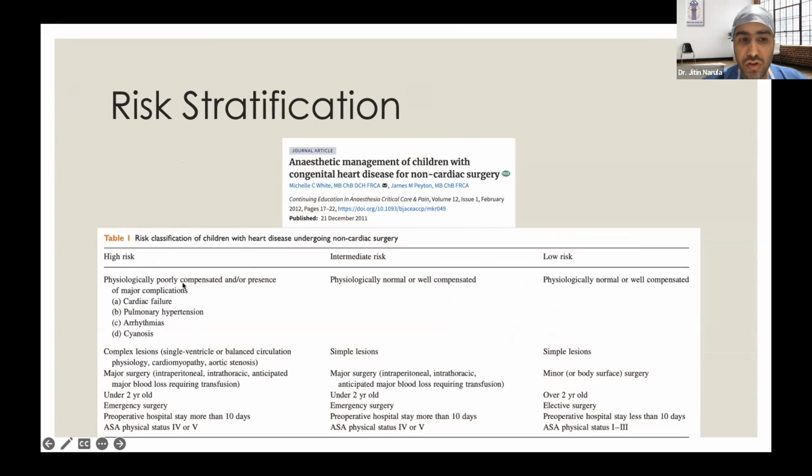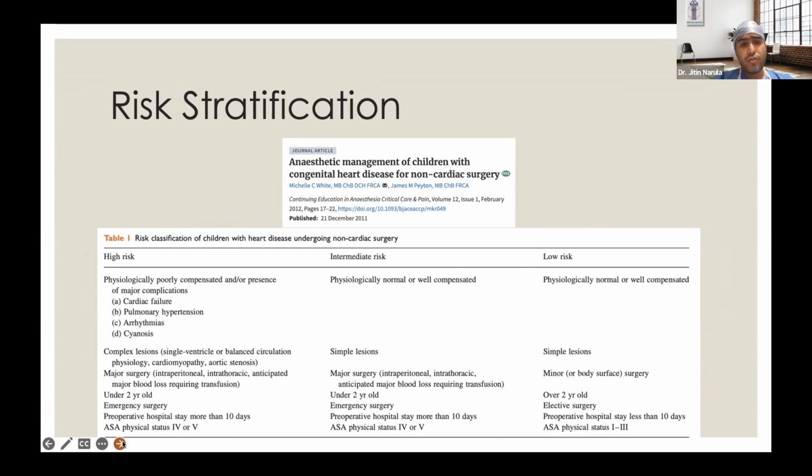So if the patient has a physiologically poorly compensated status or presence of any of these major complications like heart failure, pulmonary hypertension, arrhythmias, cyanosis, or complex lesions, or is posted for a major surgery, is under 2 years of age, has an emergency surgery, or has a preoperative hospital stay of more than 10 days, and has a poor ASA status of 4 or 5, then we classify them as high risk for perioperative complications. Or it may be an intermediate risk or a low risk patient, where it is usually physiologically normal or well compensated, simple lesions for minor superficial surgeries, more than 2 years of age, which are elective, and ASA 1 to 3.